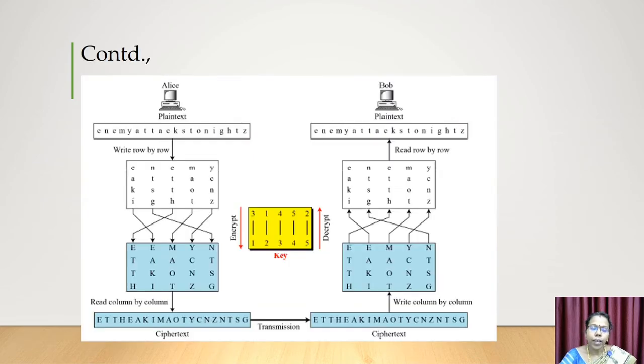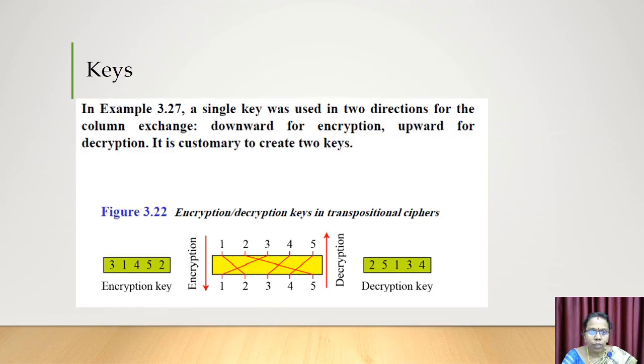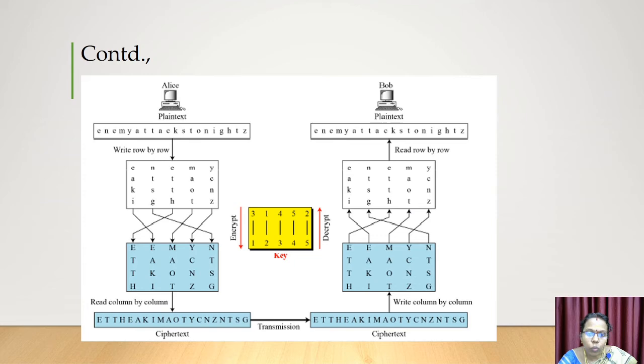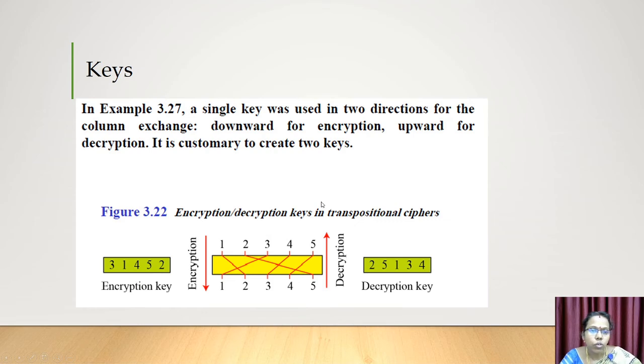In the above diagram, we have used a single key. It will be used in 2 directions. One is for encryption, another one is for decryption. So the downward goes to encryption, the upward goes to decryption. So we have created 2 keys, the encryption key and the decryption key.